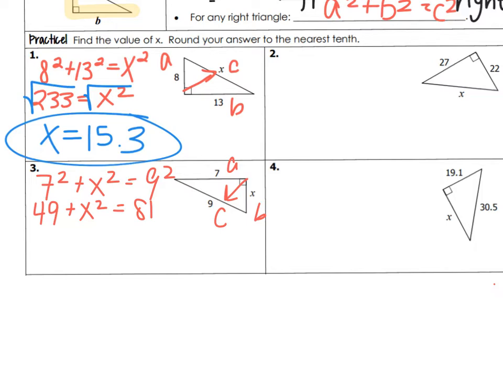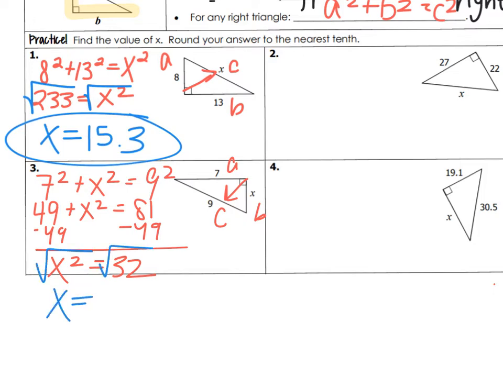I'm going to subtract 49 from both sides. I get x squared equals 32. And then to find the actual x value, we take the square root of both sides, and x is going to be about 5.7. Okay, so you guys can pause this video and try numbers 2 and 4. Come back and check your work when you're done.